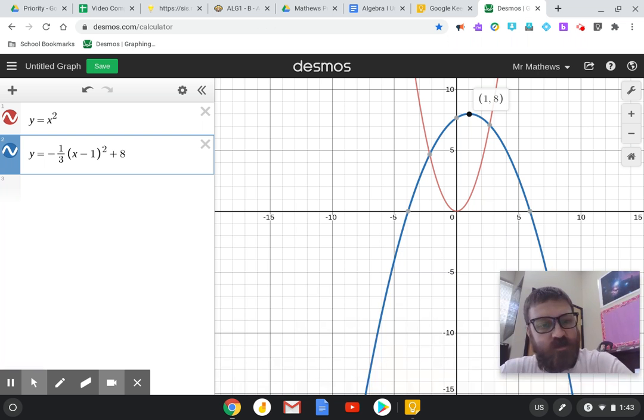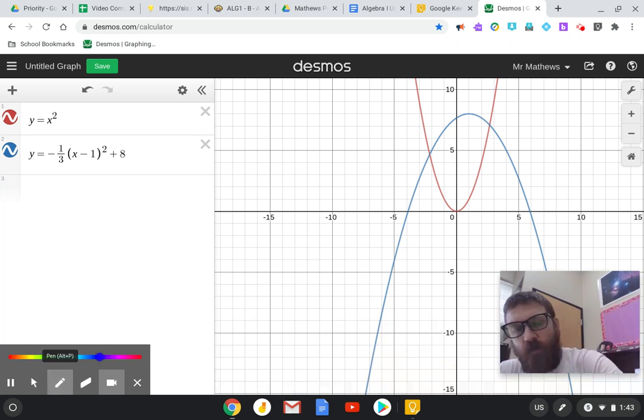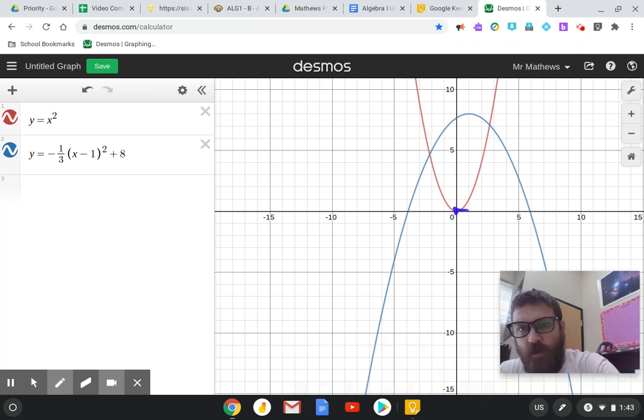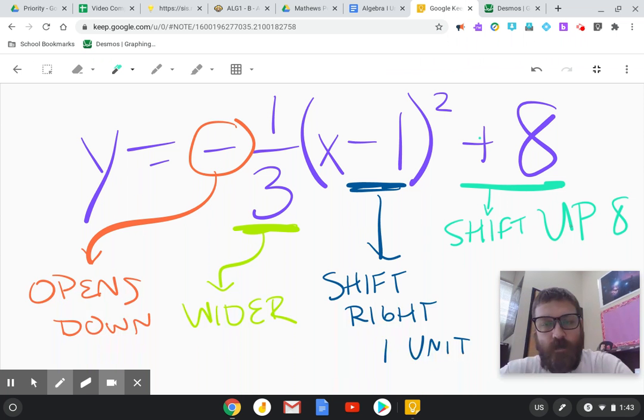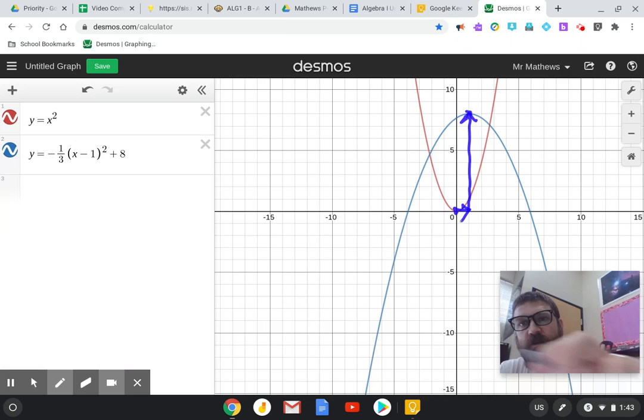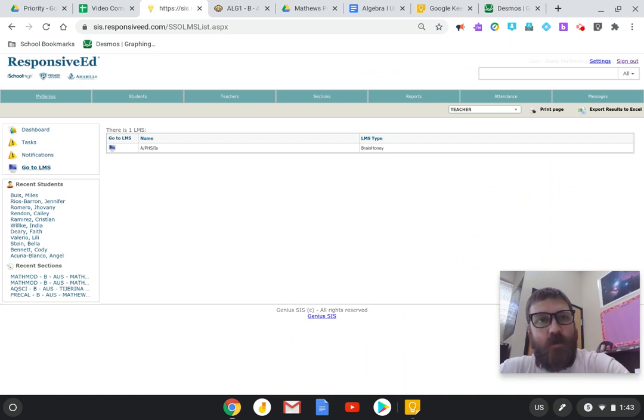And when I say it's been shifted, just so it's clear, we're saying we are going from this point right here. We're going to the right 1 and then up 8. And that's the shift that's occurring. And that's what we mean when we say that here. Okay, so that's pretty much an overview of what you need to know. You actually don't even need to know that much.